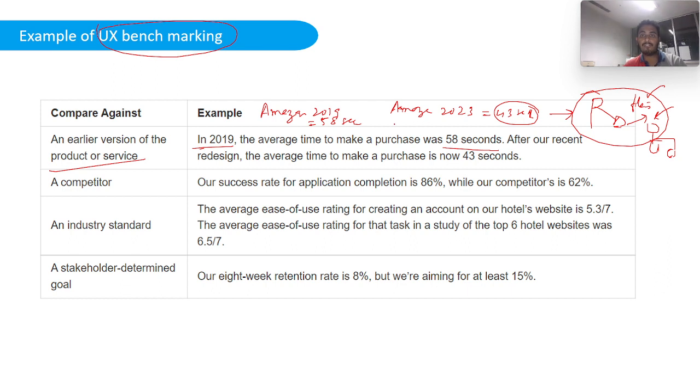So now your interface is faster than previous. So this is how we do benchmarking. 58 seconds is the standard frame of reference that we have when we are comparing these two interfaces.